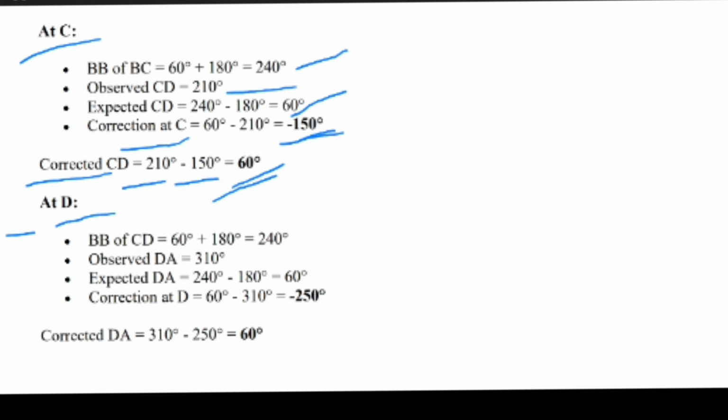So back bearing of CD is equal to 60 plus 180 degrees. Since it is less than 180 degrees, we have to add 180 degrees. You get 240. Observed bearing of CD is 310 degrees. Expected DA we should get 240 minus 180, 60 degrees. Correction for D: whatever you got and whatever observed, the correction for DA is equal to 310 minus 250 degrees. You will get a 60 degree angle for this.